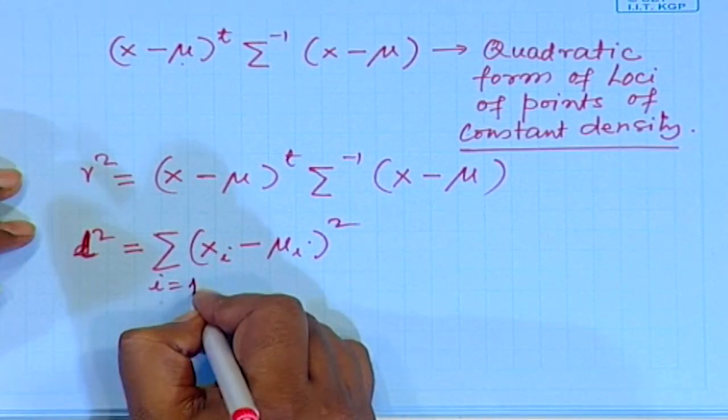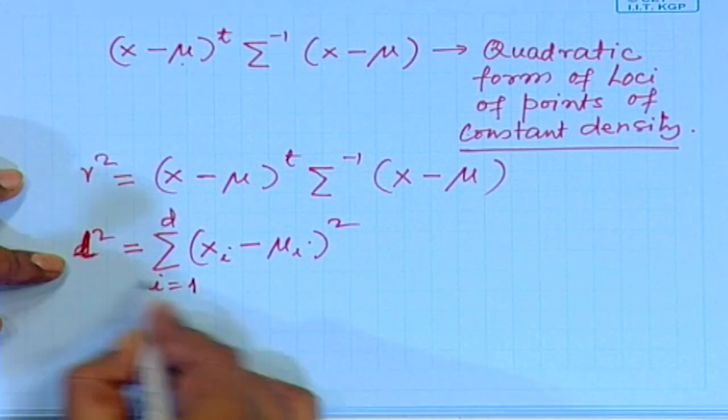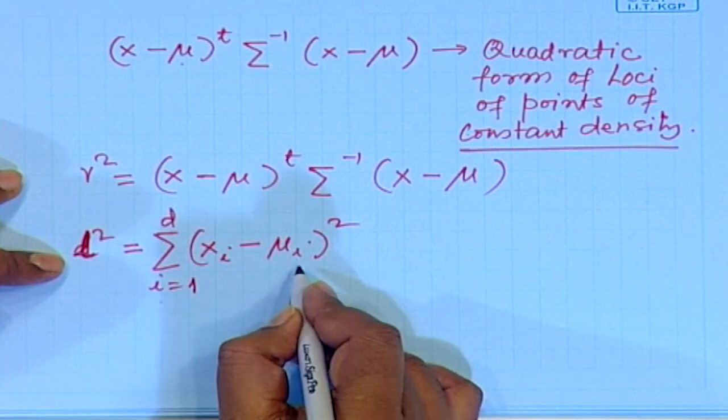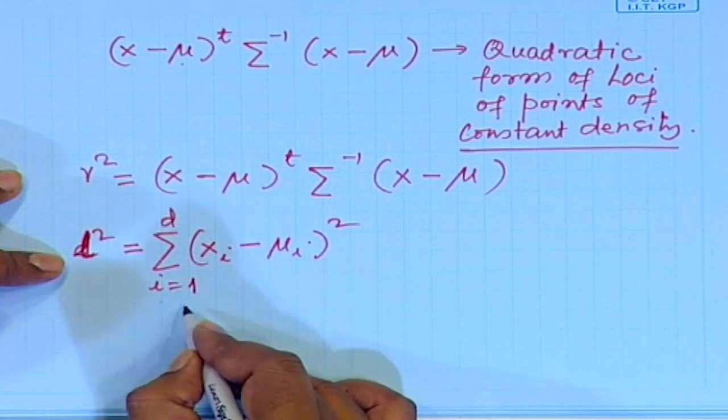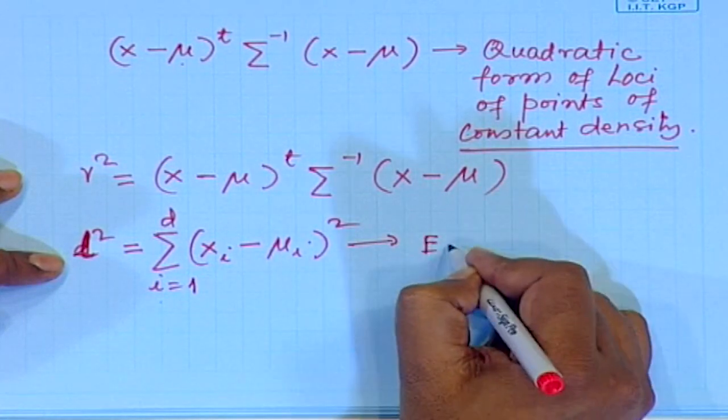Where i is equal to 1 to d, because we are assuming our vectors are d-dimensional. So, this L square is equal to the summation from i equal to 1 to d of (x_i minus mu_i) square. This is what is our Euclidean distance.